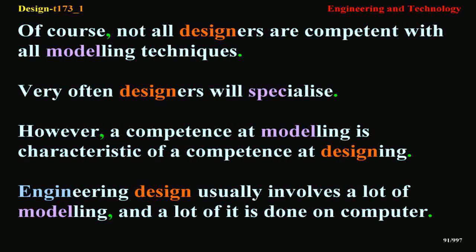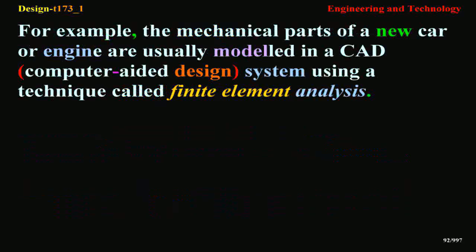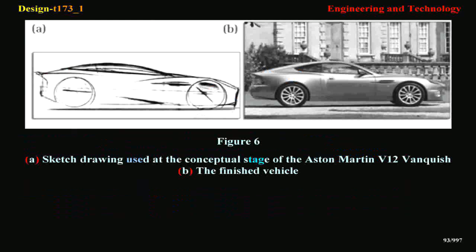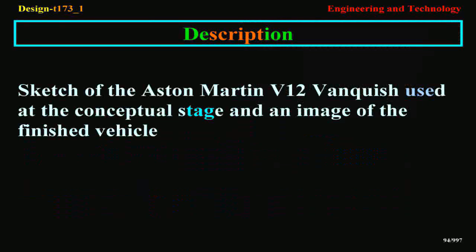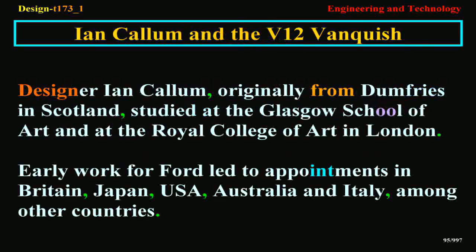Engineering design usually involves a lot of modeling, and a lot of it is done on computer. For example, the mechanical parts of a new car or engine are usually modeled in a CAD, computer-aided design, system using a technique called finite element analysis. Figure 6, a sketch drawing used at the conceptual stage of the Aston Martin V12 Vanquish, and the finished vehicle. Description: sketch of the Aston Martin V12 Vanquish used at the conceptual stage, and an image of the finished vehicle.